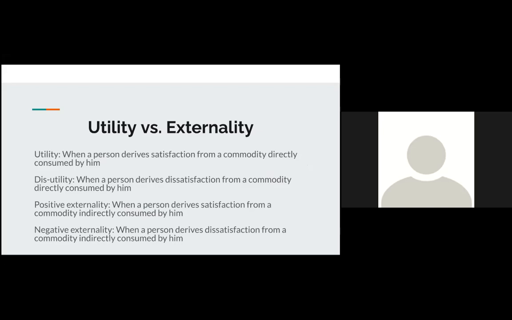Disutility is when a person derives dissatisfaction from a commodity directly consumed by them. Whereas a positive externality is when a person derives satisfaction from a commodity indirectly consumed by him or her, so by somebody else. And a negative externality is when they derive dissatisfaction from a commodity indirectly consumed by them.